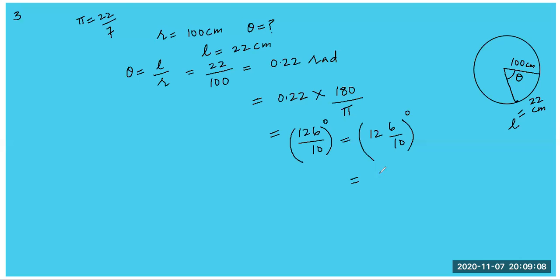So this will be 12 degrees plus 6 by 10 degrees. Now I will convert 6 by 10 into minutes. How? Multiply by 60. The concept was that 1 degree is equal to 60 minutes, so this much degree is multiplied by 60. Very good. So how much, Ishma? 12 degrees plus 36 minutes. You are right.